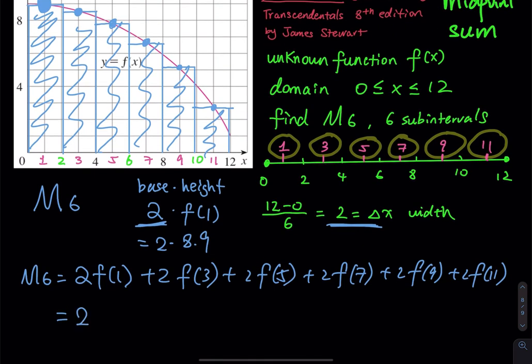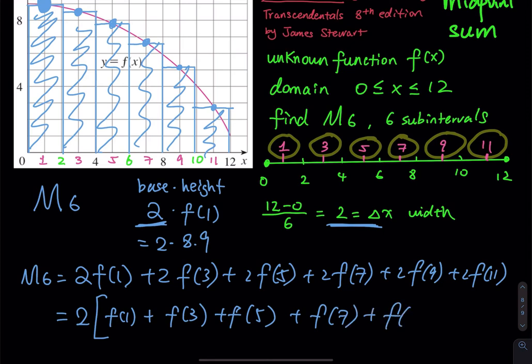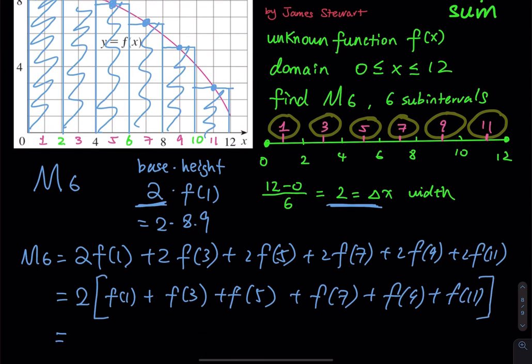So that is 2 times, oh, I would like to factor out the 2. So that will be f of 1. I know it's annoying to write all this, but it is good to practice. It's all about practice, right? And then f of 7, and then f of 9, and then f of 11. So that makes the expression look more compact. When x is equal to 1, you have to eyeball it.